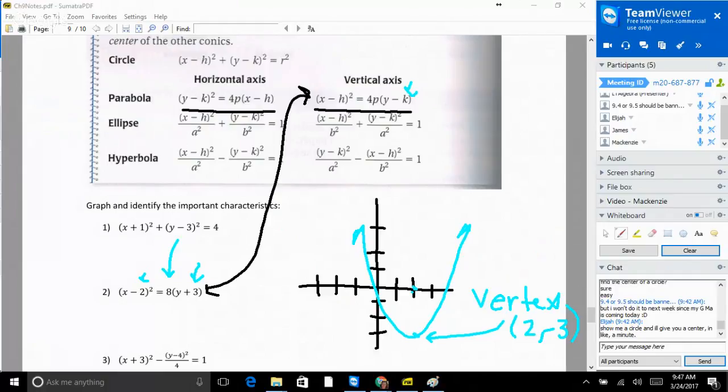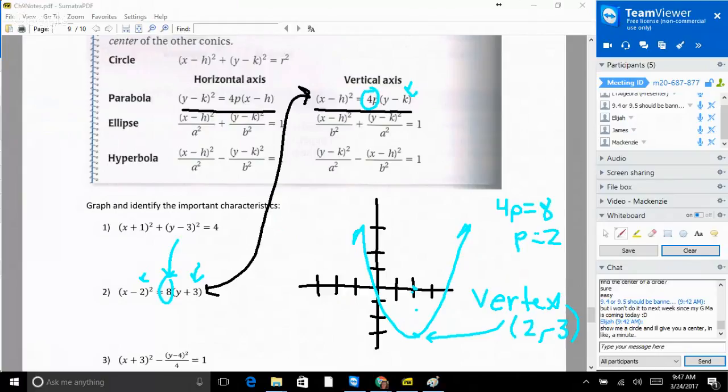The focus point is what the parabola moves about. So how do I find my focus point of a parabola? If you remember, the focus point is P. So it's where 4P equals, and we have right here, positive 8, or where P equals 2.